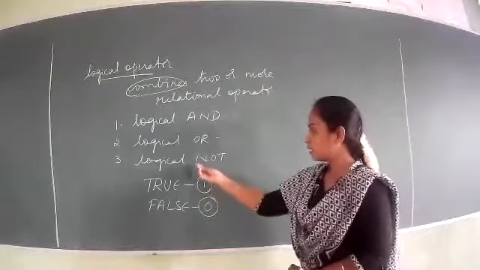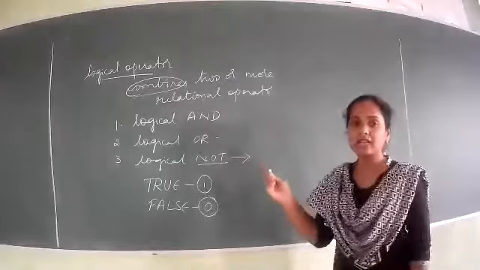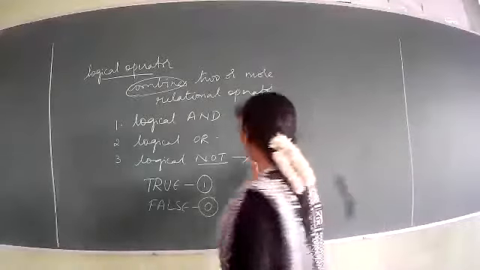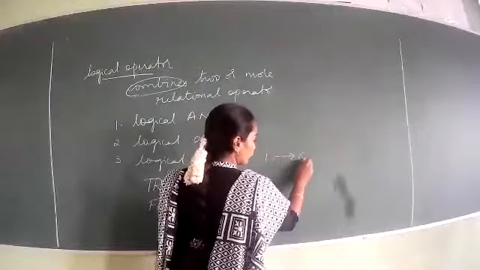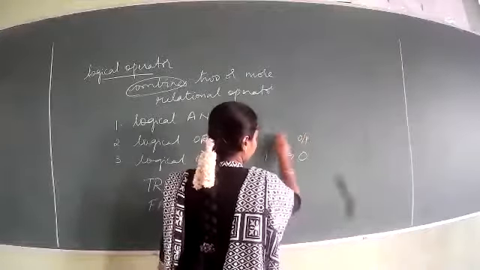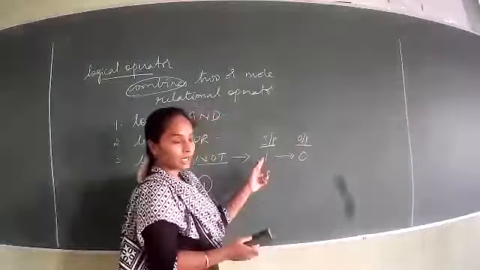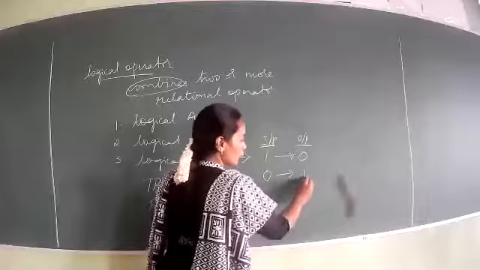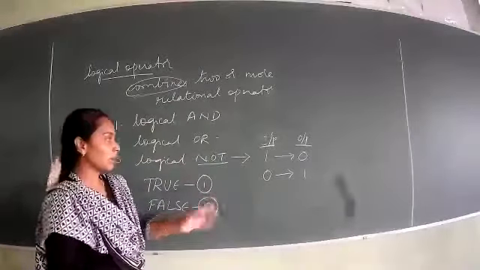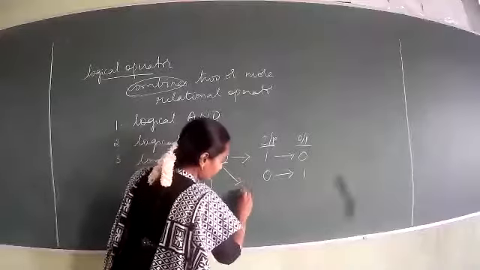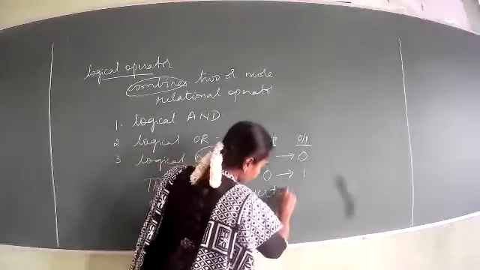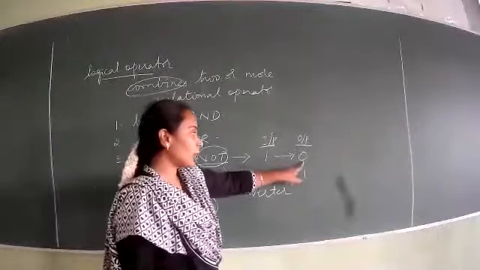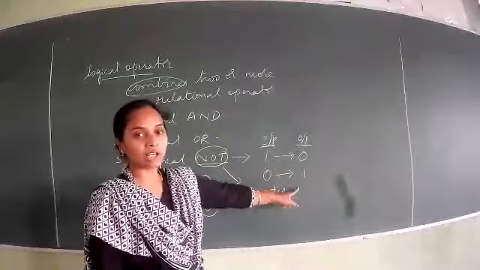The last one is NOT. Here, the NOT operator is called an inverter. It means if you are giving a true value, it gives the output as false. If you are giving the input as true, then the output is false. If you are giving the input as false, the output will be true. It's just the vice versa. The NOT operator is called an inverter, where if you give a value as true, it will be false, and if you give false, it will be true.